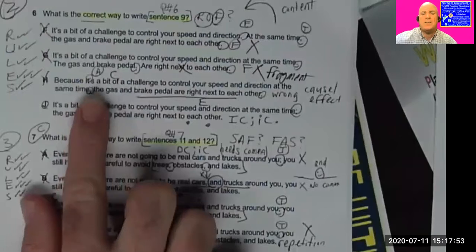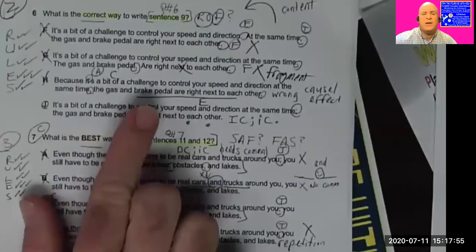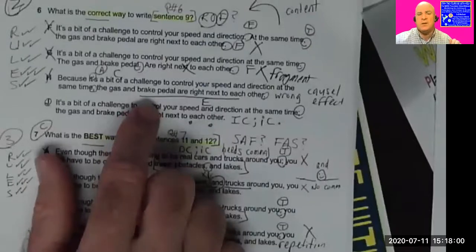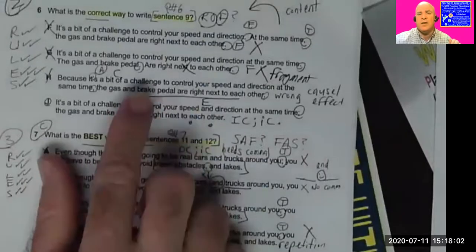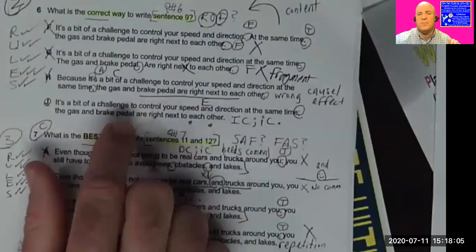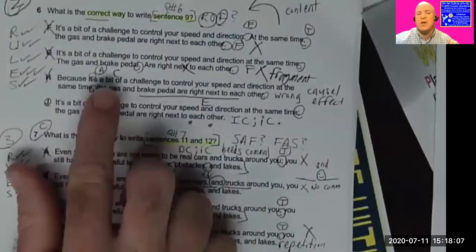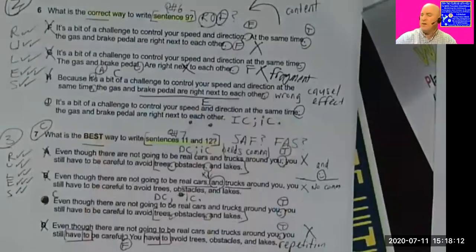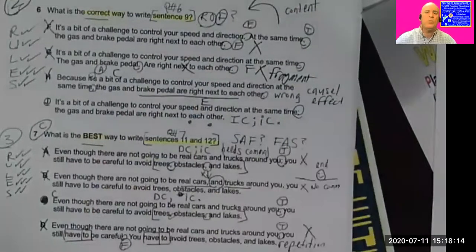Because the gas and brake pedal are right next to each other, comma, dependent clause, followed by a comma and an independent clause, it's a bit of a challenge to control your speed and direction, period. So that one, because it's the wrong cause and effect, we're going to eliminate letter H. So I've only got one left. I hope there's something correct about letter J. Capital.